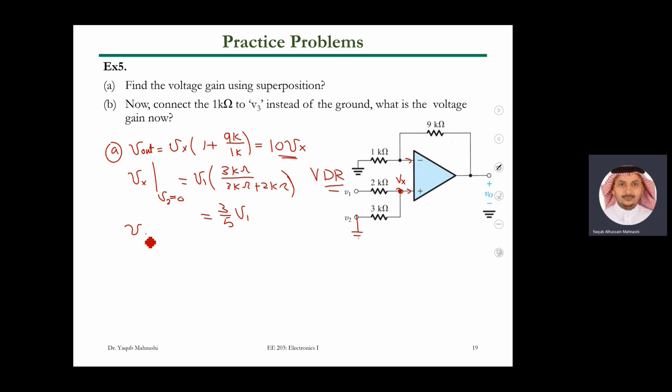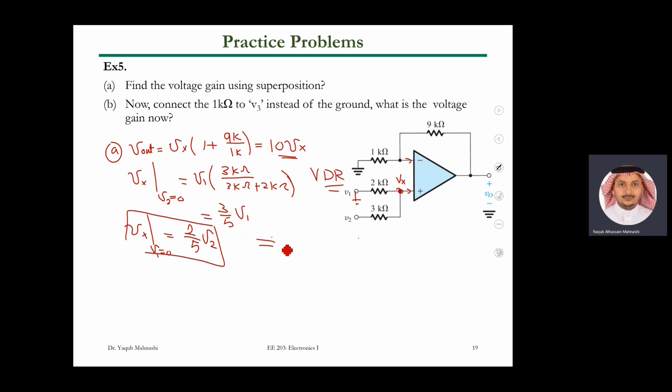Now, how about Vx if your V1 is 0? What do you think? So I hope it's clear, 3 over 5, that's clear for Vx. So V2 equals 0. What should I do? And now I am grounding what? V1. Exactly. I'm grounding V1. If you are grounding or shorting V1, what will be Vx? 2 over 5. Okay. So it will be 2 over 5 V2.